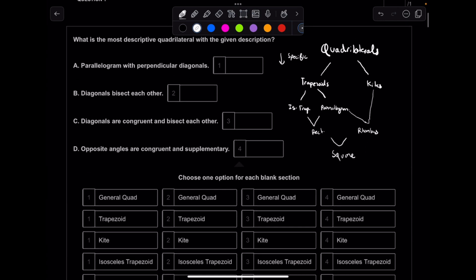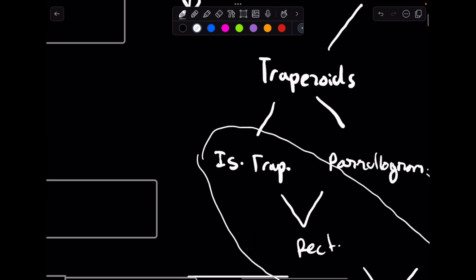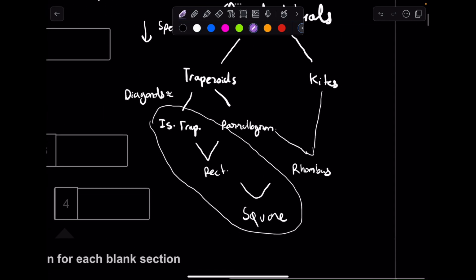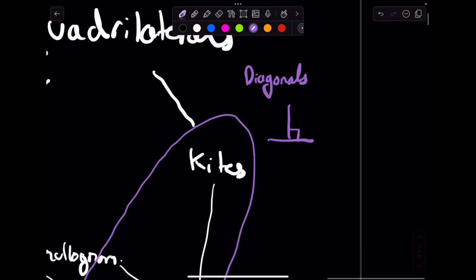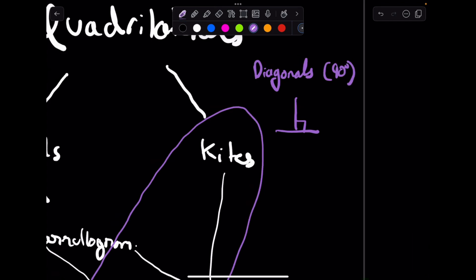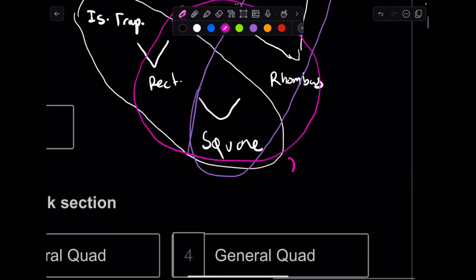Okay. So now we have our tree done. This side of the tree, diagonals are actually equal. They're congruent. While for this side, we can say diagonals are perpendicular. Okay, for the middle side over here, the diagonals bisect each other.